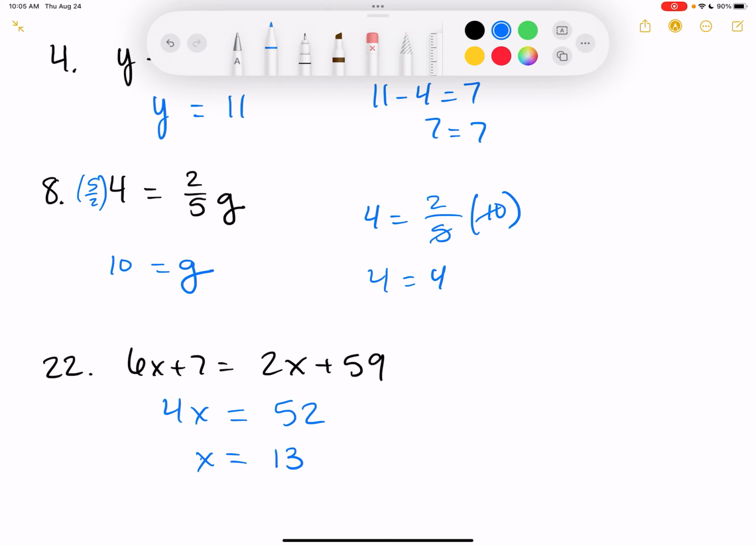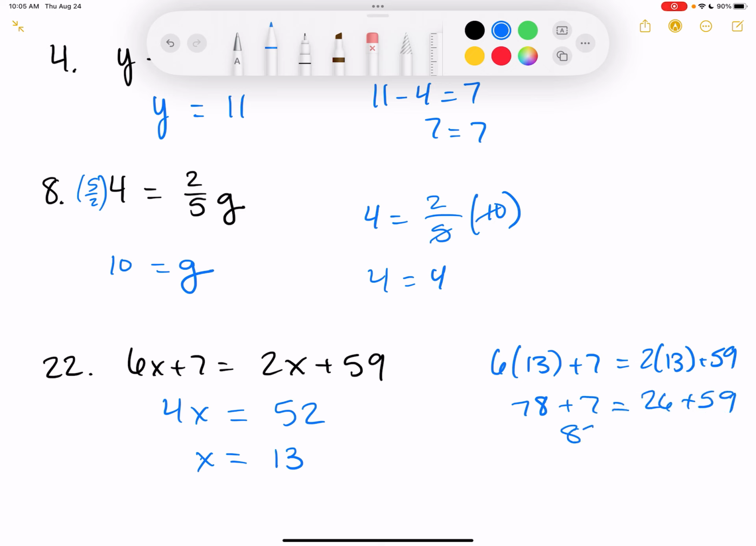I am going to show you something when you check these ones. You don't move things over. You're making sure that the two sides are equal to each other when it's all said and done. Okay? So 6 times 13, that's 78? Yeah. And then plus 7 is equal to 26 plus 59. And so 85 is equal to 85. So you're not moving stuff over now that you have variables on both sides when you're checking. You literally just make sure the left and the right side are equal.